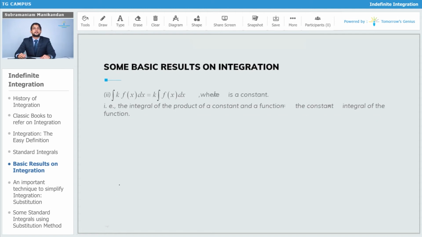Integration of k times f(x) with respect to x is equal to k into the integration of f(x) with respect to x, where k is a constant. That is, the integral of the product of a constant and a function. Second rule: integration of k times f(x) dx equals k times the integration of f(x) with respect to x, where k is a constant. So the integral of the product of a constant and a function equals the constant times the integral of the function.